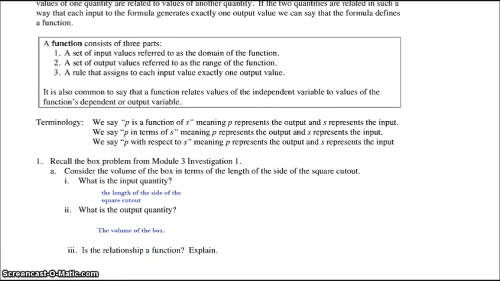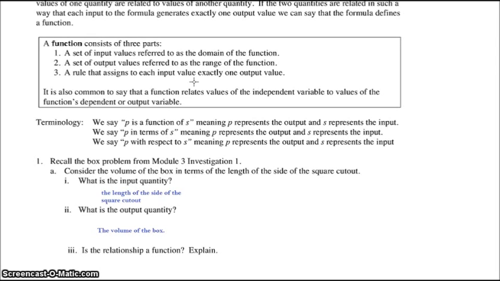Now the next question asks, is the relationship a function? Explain. All we got to do here is think about what it means to be a function. Remember that sentence that I pointed out was pretty important. If two quantities are related in such a way that each input to the formula generates exactly one output, and there's the key words there, the exactly one output value, we can say that the formula defines a function. And that's, again, in number 3 here, a rule that assigns to each input value exactly one output value.